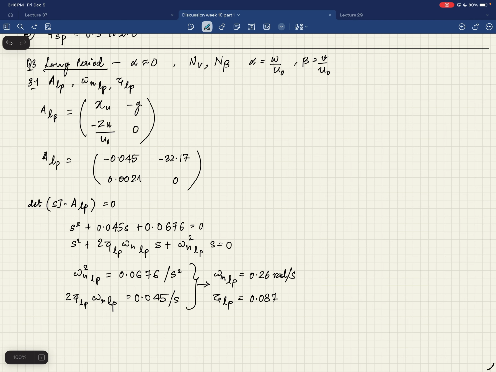So what do you think? Is this an underdamped mode, critically damped mode, or overdamped mode? Exactly. So zeta is less than 1, which means it's underdamped. If it was exactly equal to 1, it would be critically damped. If zeta were greater than 1, it would be overdamped.